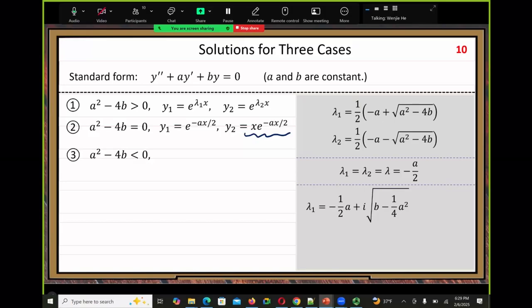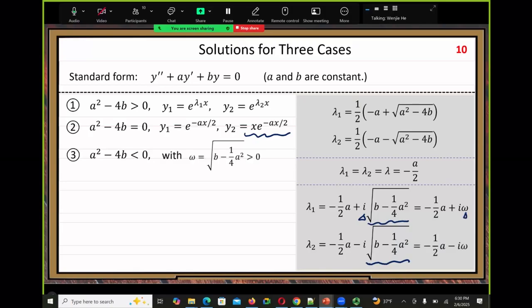All right. Let's move to case number 3. This time we need to use imaginary i in our formula, lambda 1, lambda 2, in our discussion. And we know the square root part is a positive number. To make the expression as simple as possible, we introduce a variable omega to represent that square root. Then we can write y1, y2 in this way.